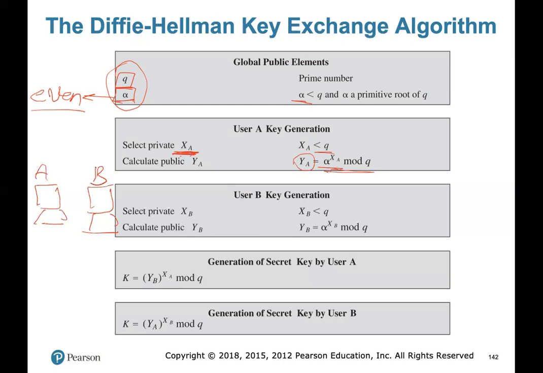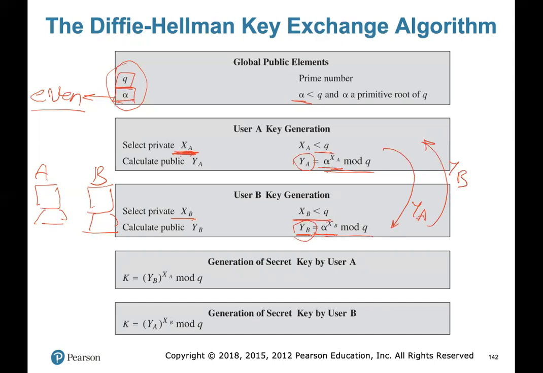The same operation happens at the Bob side. Bob finds a private number for itself, let's call it XB. XB, of course, is a number smaller than Q. And Bob calculates alpha to the power of XB mod Q and calls it YB. Okay, the two parties now exchange their Y's. It means that Alice sends YA to Bob and Bob sends YB to Alice.